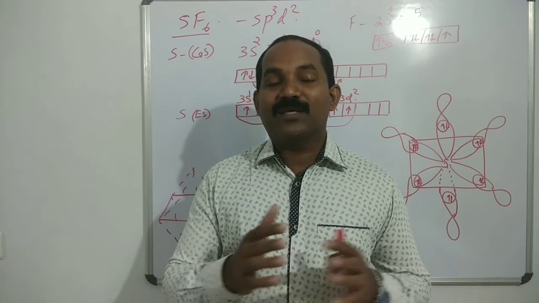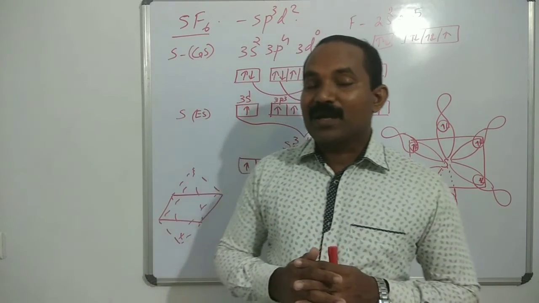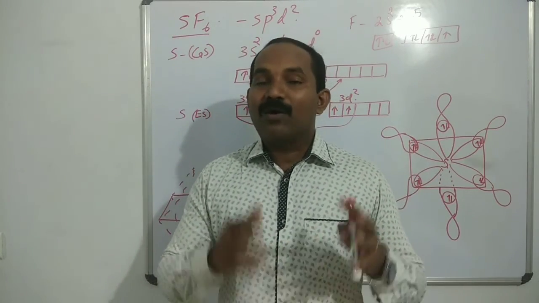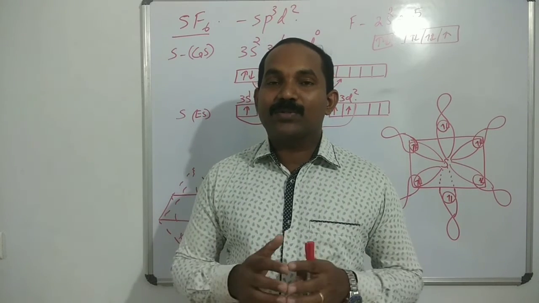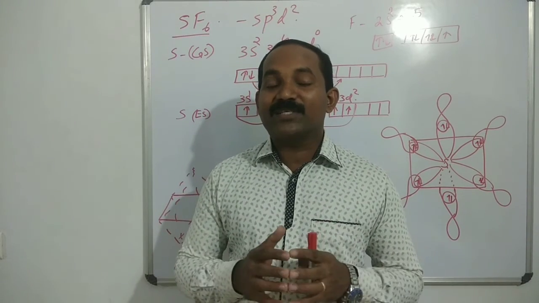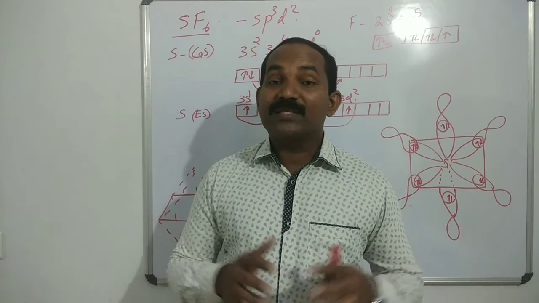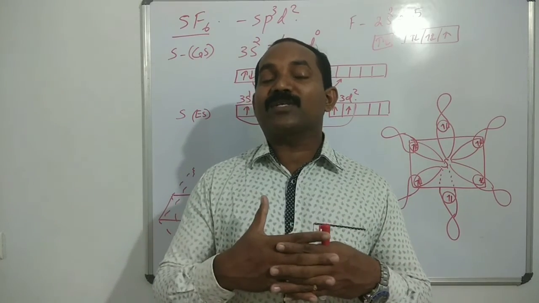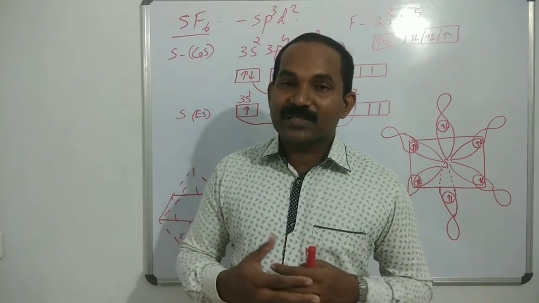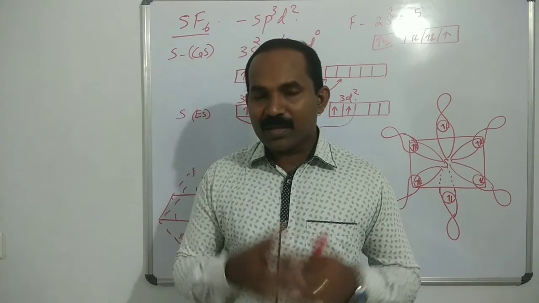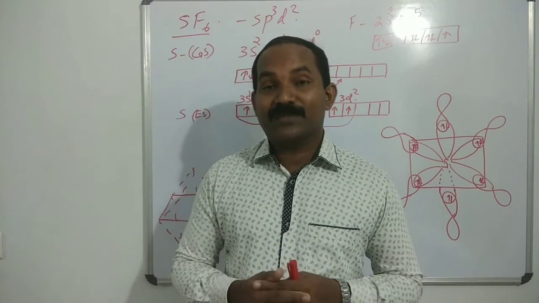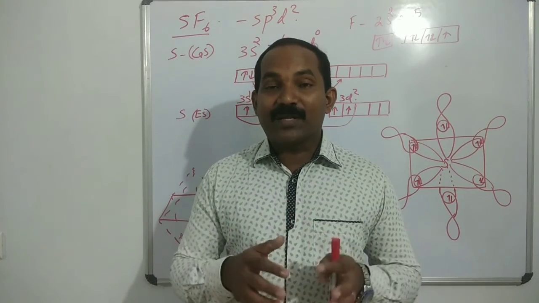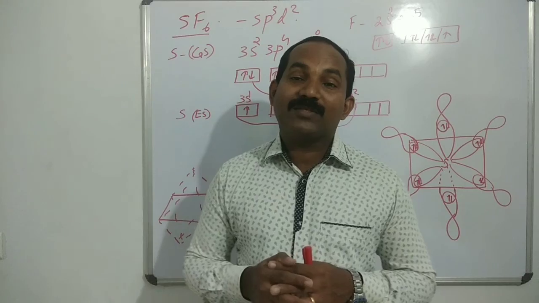So you practice the hybridizations. Hybridization is a very important concept in VB theory. Overlapping of orbitals, also hybridization. Hybridization is intermixing. Overlapping is interpenetration. That's the difference. Overlapping is interpenetration of orbitals. Hybridization is intermixing. Even though this theory has some drawbacks, just as VSEPR theory has some drawbacks, similarly VB theory, valence bond theory, has some drawbacks.